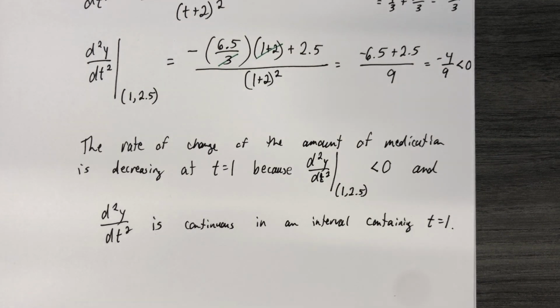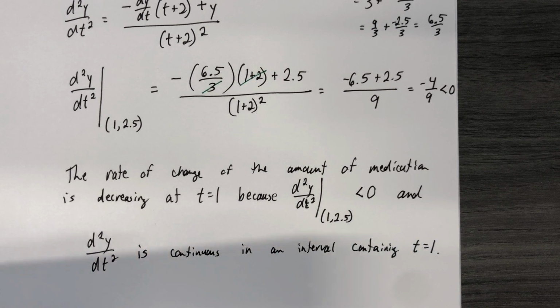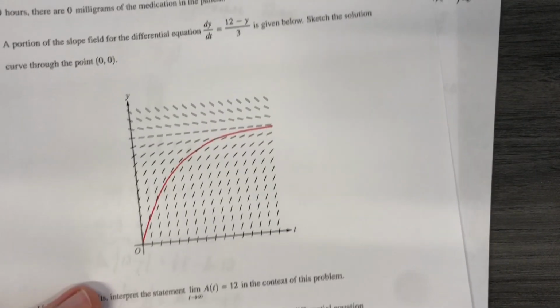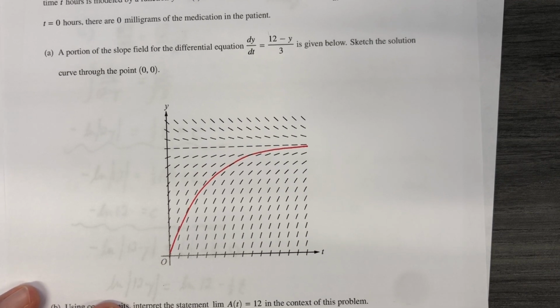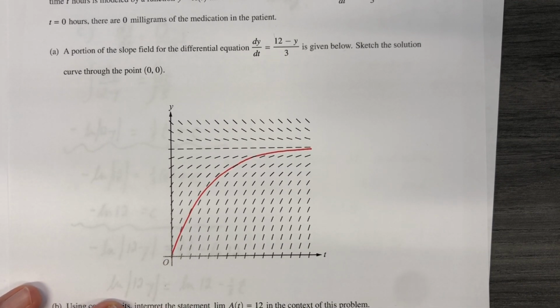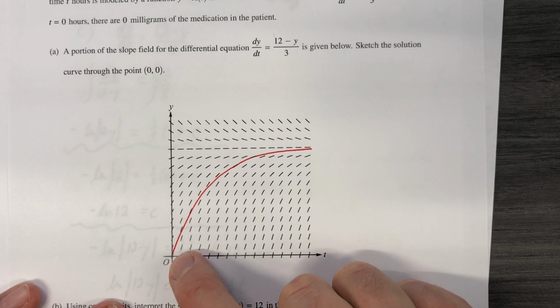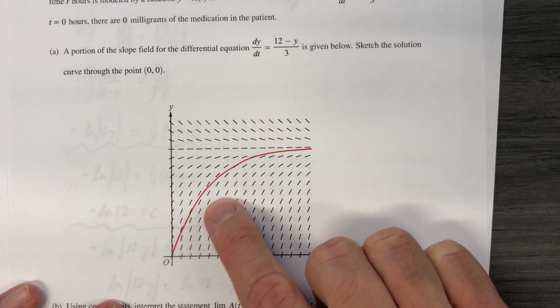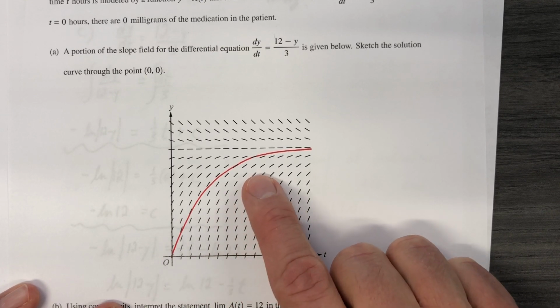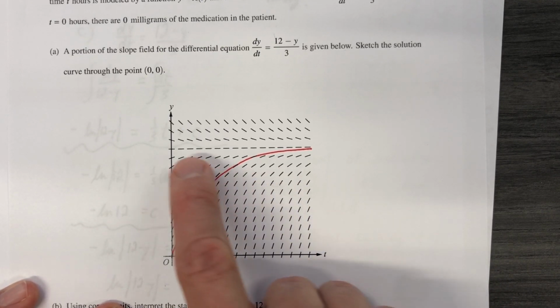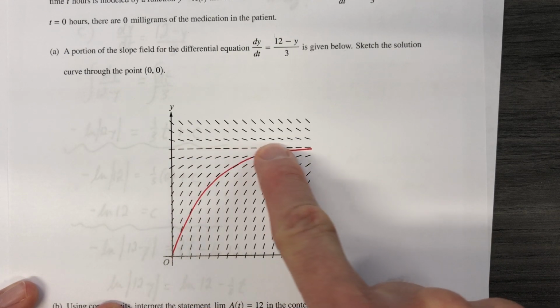Here goes. Part A is really easy. Part A was only worth 1 point, and as long as you have this, then you're fine, and that is correct. It needs to touch at 0, 0, and generally be increasing and concave down, and approach the asymptote from below as t increases, and so the asymptote, the horizontal asymptote right here.